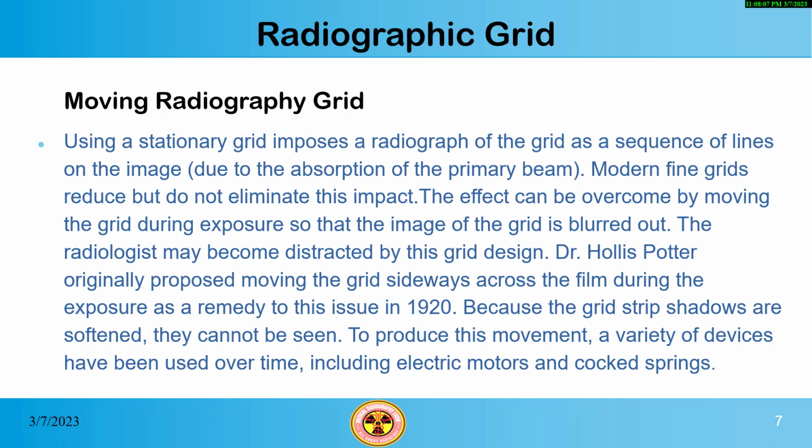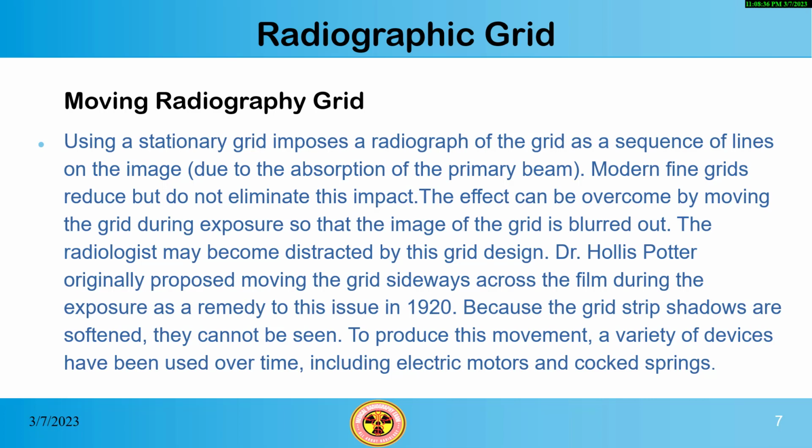Moving radiography grid. Using a stationary grid imposes a radiograph of the grid as a sequence of lines on the image due to the absorption of the primary beam. Modern fine grids reduce but do not eliminate this impact. The effect can be overcome by moving the grid during exposure so that the image of the grid is blurred out. The radiologist may become distracted by this grid design.